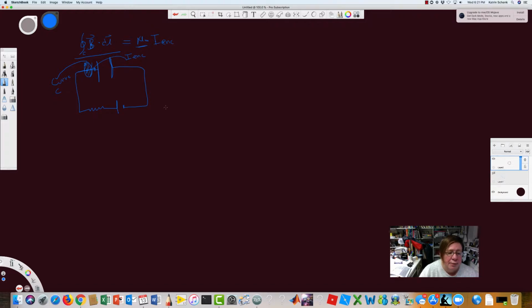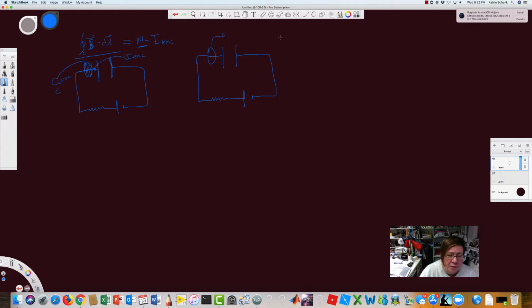But imagine the situation where we have the same curve. I'm going to draw it again. I have my circuit, a little resistor, a little battery, and a parallel plate capacitor. And now I have my curve, same curve C, in the same place. This is C. But think about it, the surface that's bounded here is not the only surface that this curve can bound.